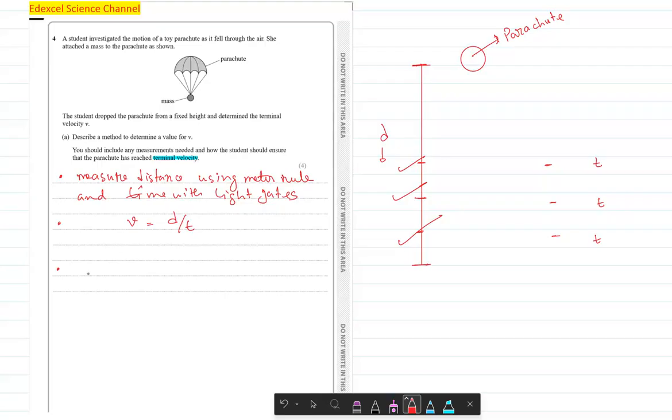So we basically have to find out time for at least three sets of points. Let's say this is point 1, 2, and 3. So measure time for three different points using light gates.